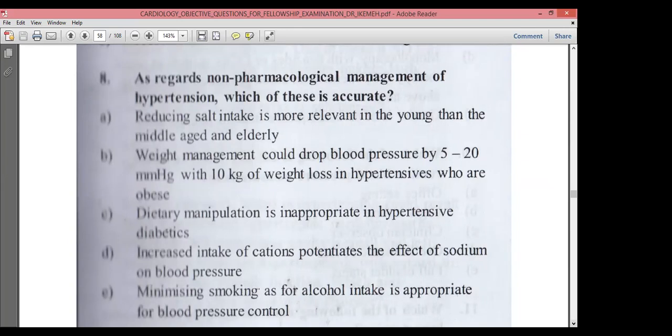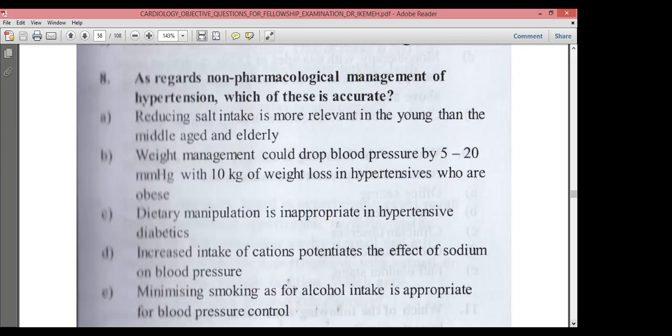Okay, C, dietary manipulation is inappropriate in hypertensive diabetic. And then D, increased intake of cations potentiates the effect of sodium on blood pressure. And E, minimizing smoking as for alcohol intake is inappropriate for blood pressure.